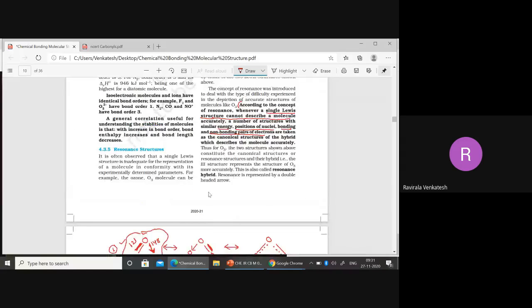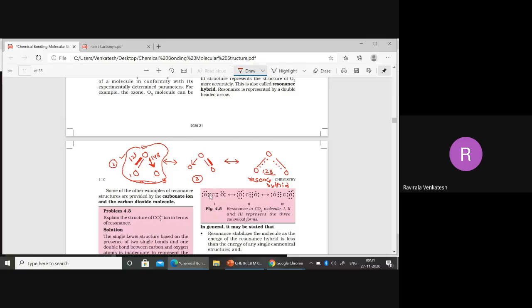The position of the nuclei we can't change. And both should have almost the same energy. And the bonding and non-bonding electrons must be the same. You can't increase or decrease the number of bonding electrons here. For example, if you observe here, how many bonding electrons are there? The total number of bonding electrons I am not changing. Here also the same number of electrons. Only the positions change, the rest is the same.